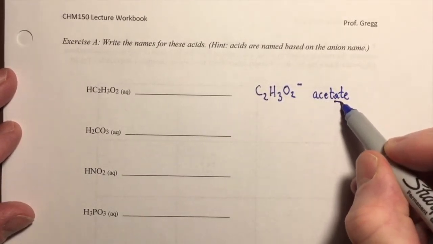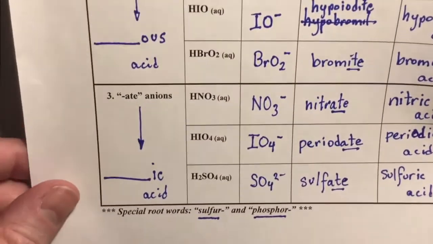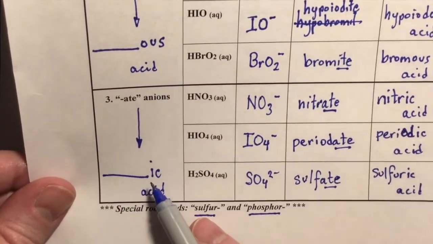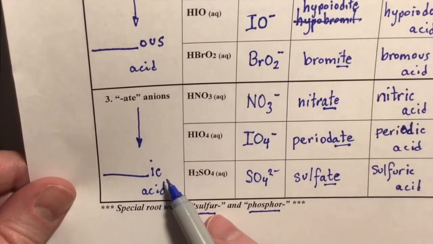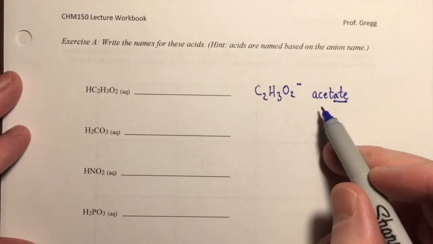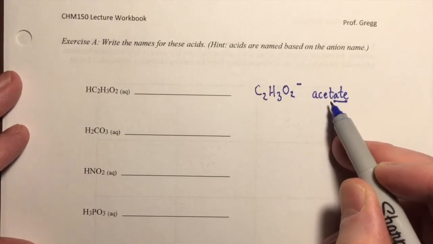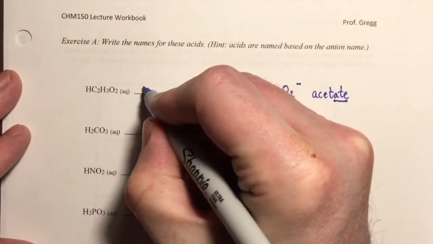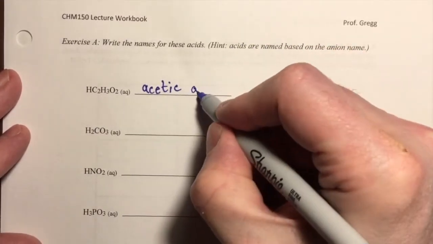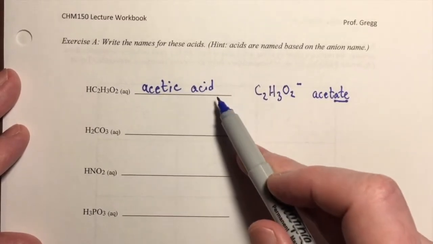This acetate anion ends in ATE, so we are going to use our Rule 3. For ATE anions, we have the root word for the anion and the suffix IC with the word acid. So the root word for this anion, we take away the last 3 letters and it's ACET, acete. And then we add IC as the suffix. So it's acetic acid, which by the way is the acid that is in vinegar.